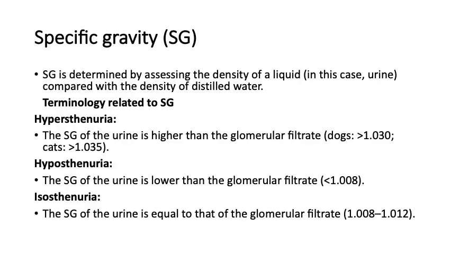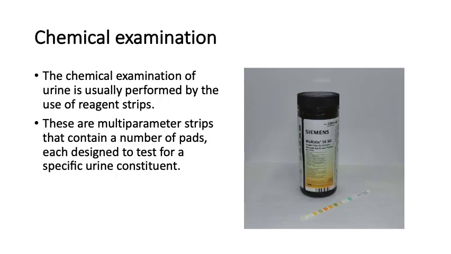Measuring specific gravity requires the use of a refractometer. Many commercial reagent strips have a pad allotted to measuring the specific gravity of a urine sample. This method of measurement differs from the refractometer method and has some significant drawbacks that make it unreliable for the veterinary practice. Commercial examples of multi-parameter strips for chemical examination would be Multistix or ChemStrip.